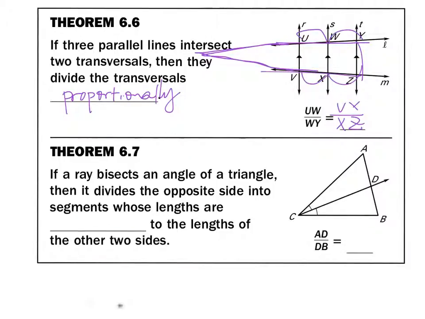Okay, and the next theorem says if a ray bisects an angle of a triangle, notice that now we're talking about angle bisector. So we're talking about angles, we're not talking about lines in this part. If a ray bisects an angle of a triangle, it divides the opposite side into segments whose lengths are proportional to the lengths of the other two sides. Meaning if I have AD over DB right here, what's the relationship to AC and BC? And really CA rather, they should be proportional as well.